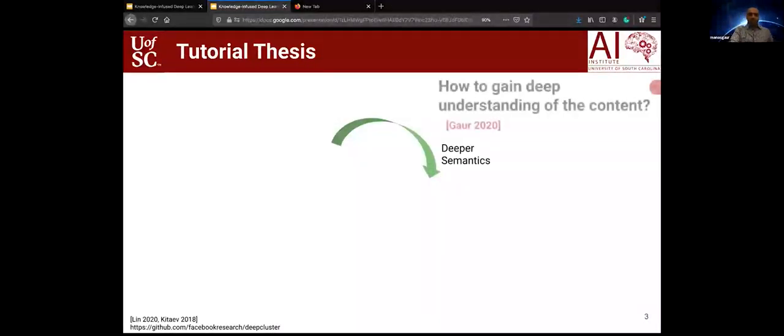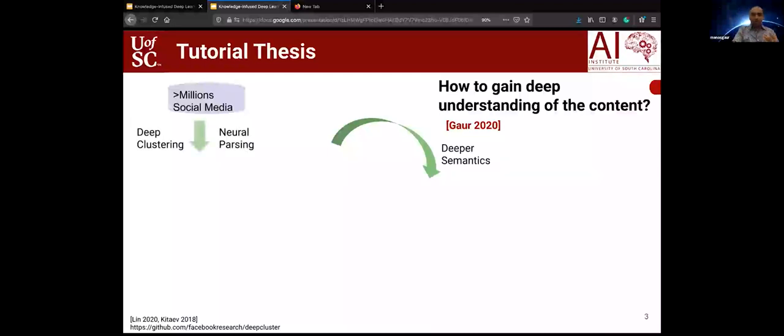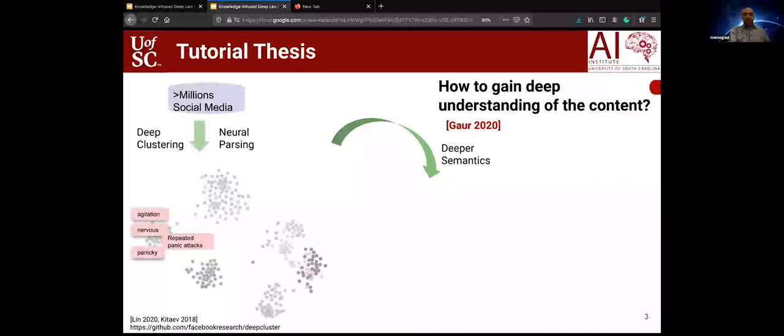Considering this scenario, we want to gain a deeper understanding of the content. So this is the overall idea: we want the system to gain a better understanding of the content. Suppose you have millions of social media data that you crawled from Twitter. You take a state-of-the-art deep learning or neural parsing approach, which is known to be able to capture entities or, more specifically, concepts which make sense to the end user. And you come up with a clustering approach and show a visualization where you see multiple topics being discussed in one particular cluster. This forms a concept known as shallow semantics, because we still only know that these people are talking about some concepts, but how do we make sense of these concepts?